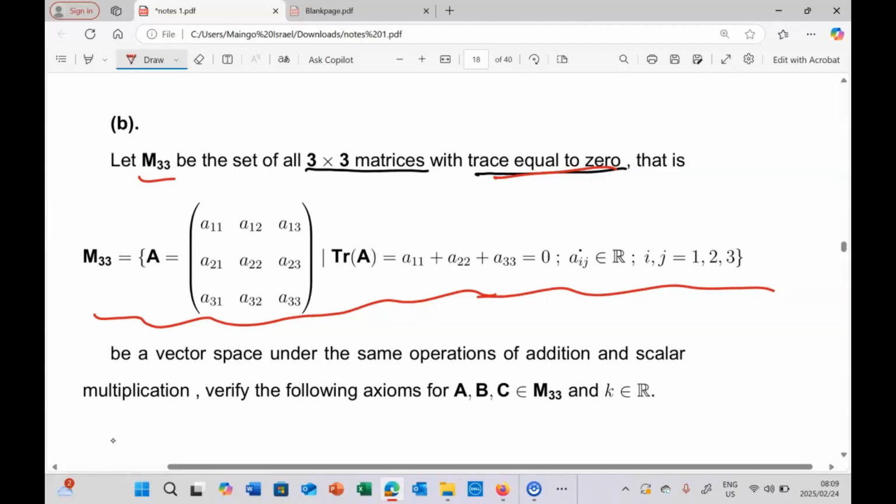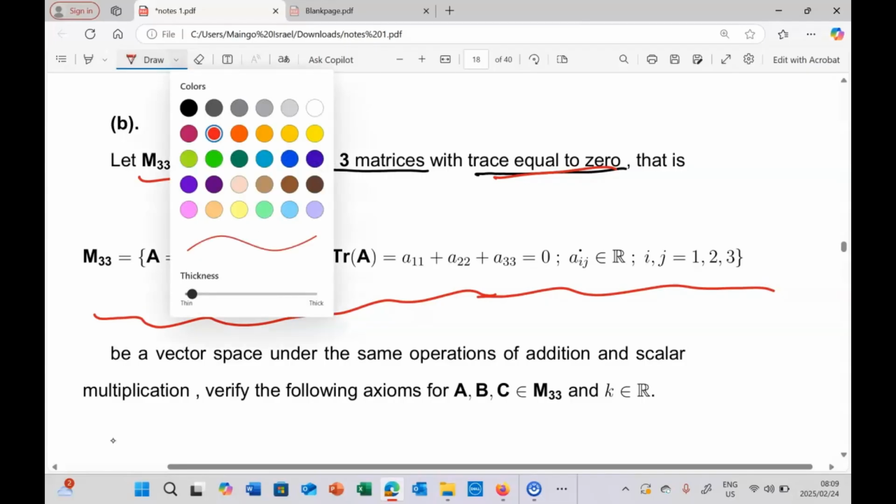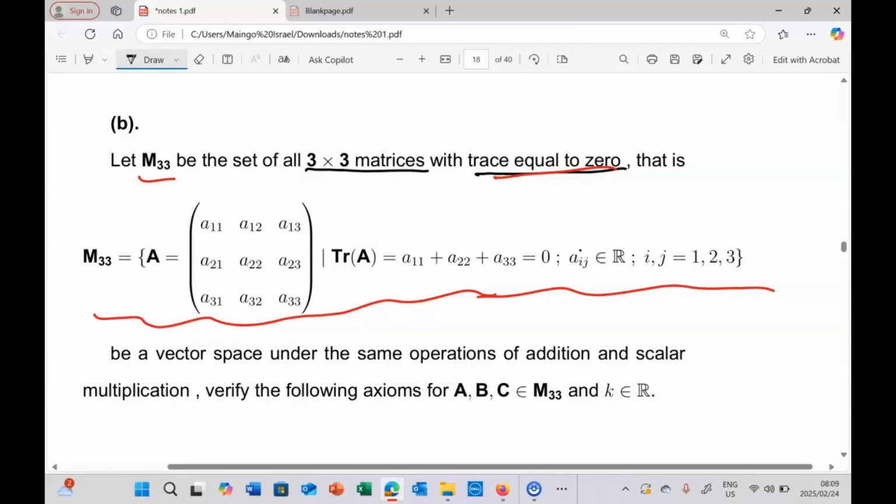Now they are kind of describing the set or the vector space that we're dealing with. That is M33. It's A equals something like A11. This is a 3 by 3 matrix, as you can see, and the trace, which is the summation of the sum of these diagonal elements, equals 0.